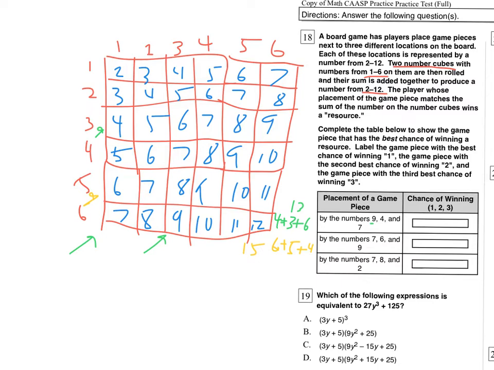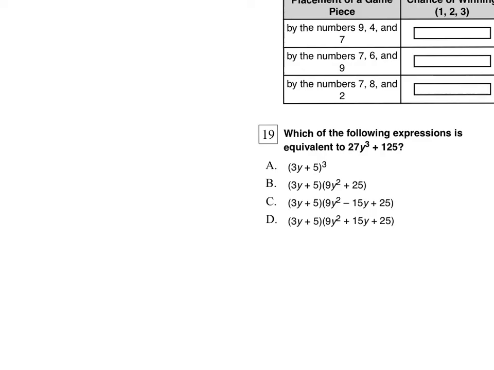And then lastly, 7, 8, and 2. So we already know that 7 shows up 6 times. 8 shows up 5 times. And then 2 only shows up once. And so that is a total of 12. So it looks like this one is the most likely to win because it shows up the most. This one's second because it shows up the second most. And then this one's last because it shows up the least.